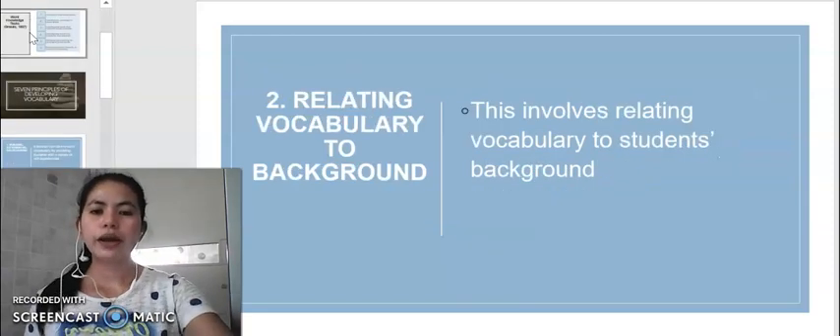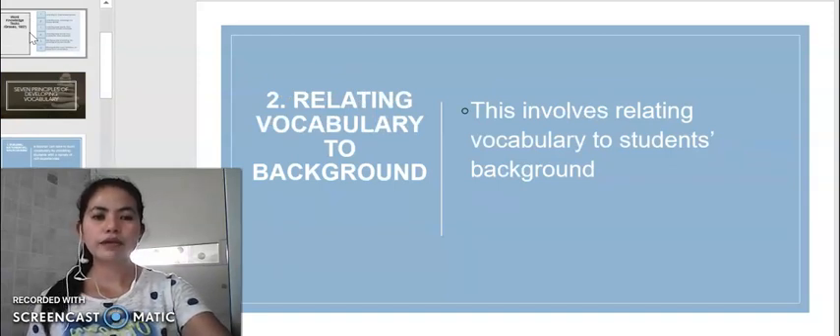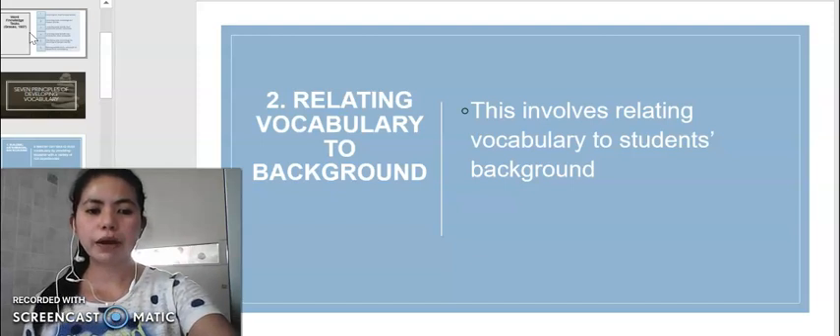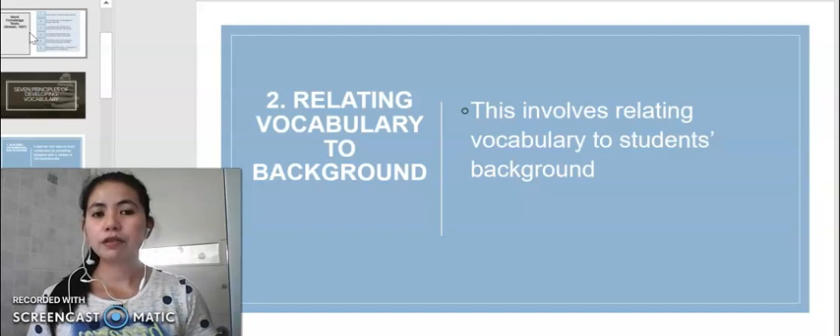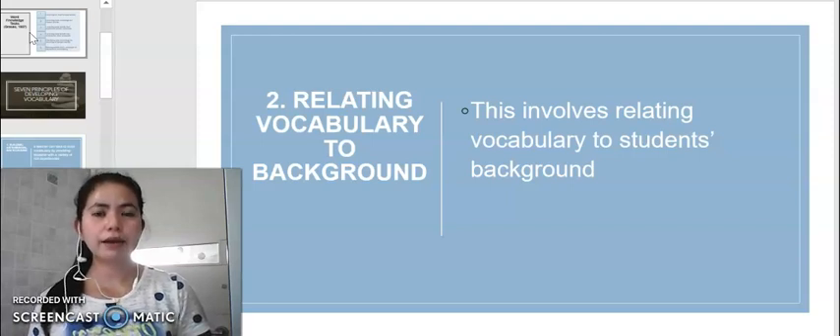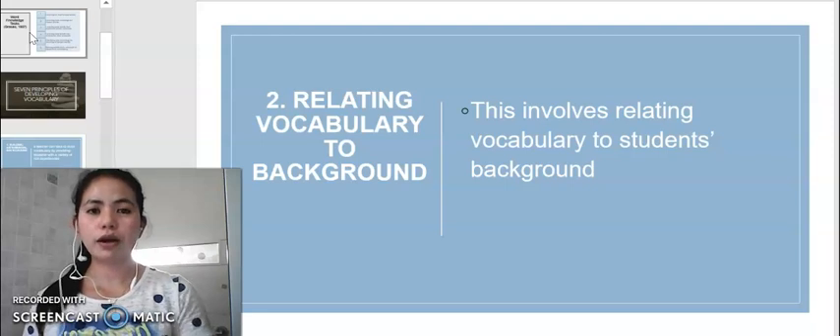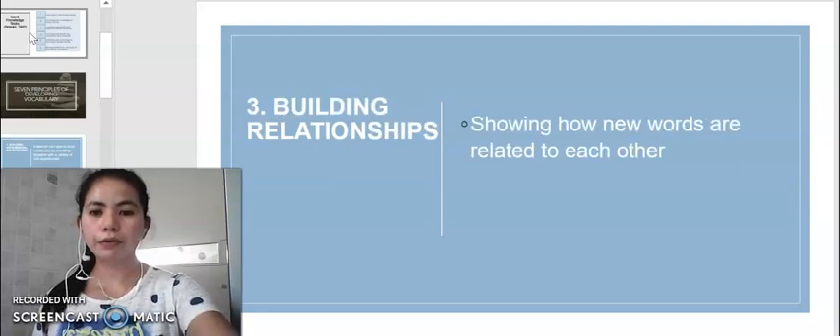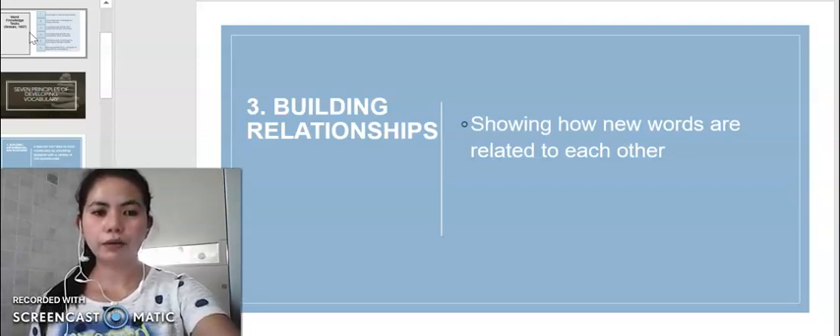Number 2, relating vocabulary to background. This involves relating vocabulary to students' background. For example, the teacher teaches the word compliment. The teacher mentions some nice things that were said as complimentary, and working in pairs, students compose compliments for each other. Number 3, building relationships, showing how new words are related to each other.